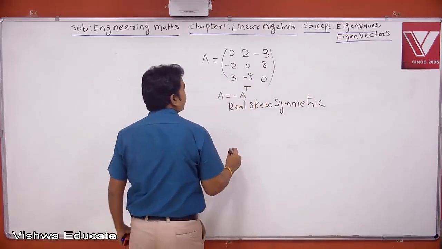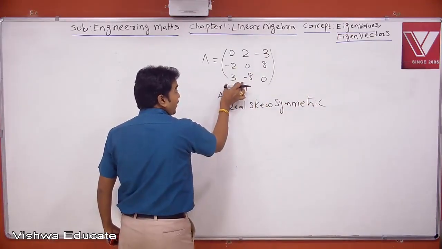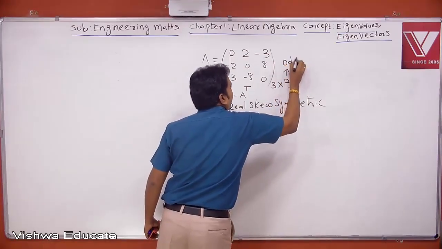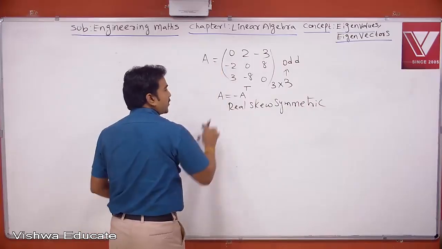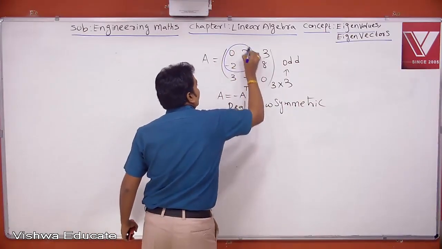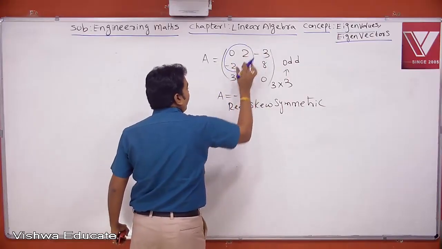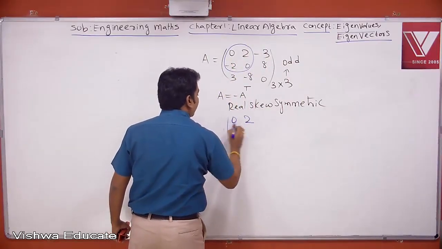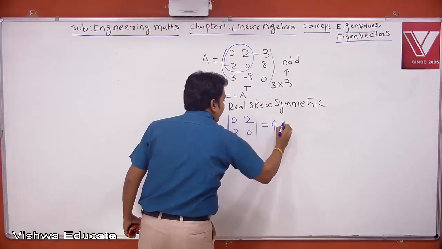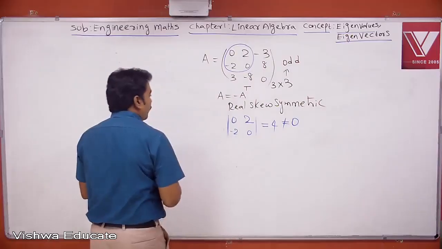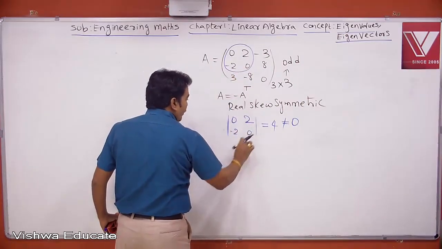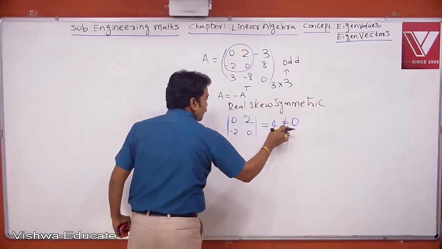Of course, its determinant will be 0 definitely because the size is odd, 3. This is odd size. Therefore, its det is 0. One of its eigenvalues is 0. And since its det is 0, rank should not be 3. But this is a 2 by 2 submatrix whose det is not equal to 0. This is det of 0, 2, minus 2, 0. So this is nothing but 4. This is not equal to 0. Therefore, there is a 2 by 2 submatrix whose det is not equal to 0.